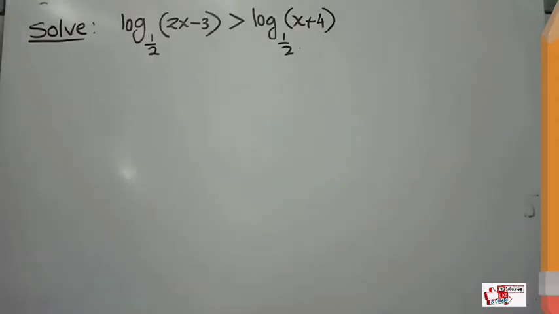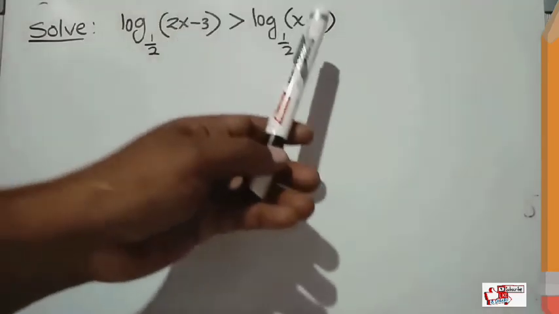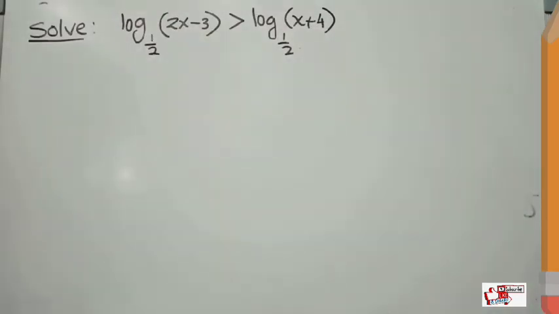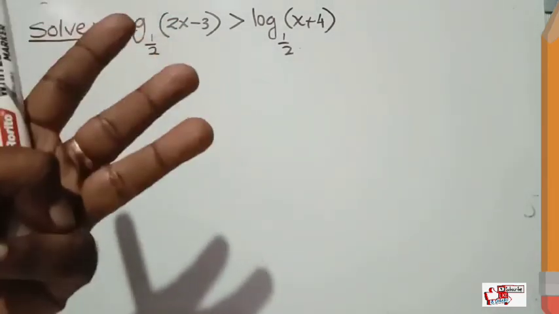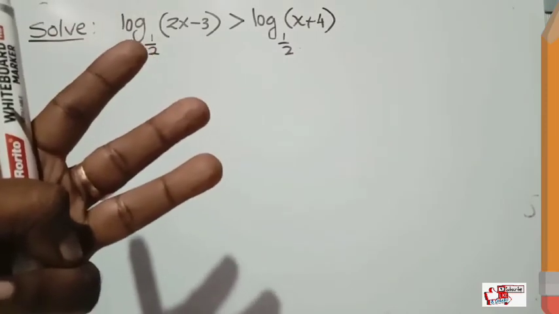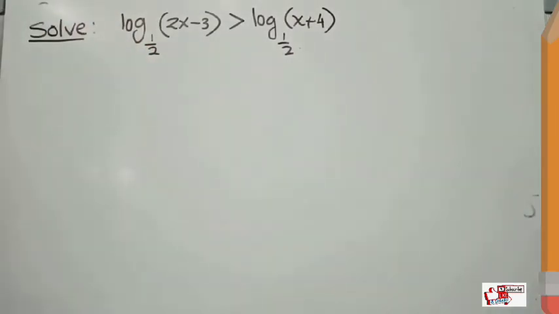Solve log of 2x minus 3 to the base 1 by 2 greater than log of x plus 4 to the base 1 by 2. Let us find the common solution first. Here we have to find the common solution and two domains. Which are the two domains? The domain value for 2x minus 3 and that for x plus 4. So here we get totally 3 values for x. By taking the intersection of these 3 values, we get the final result.